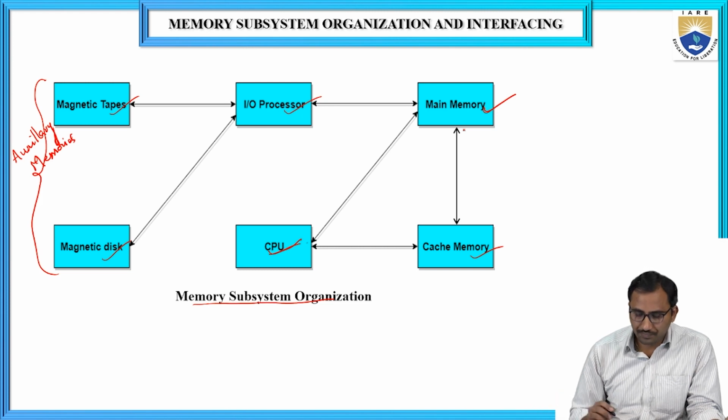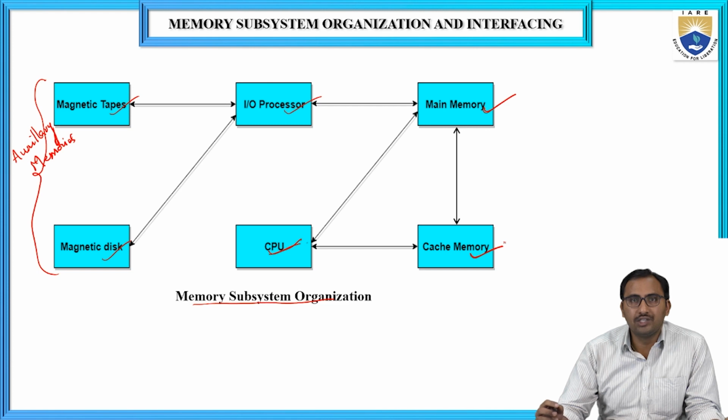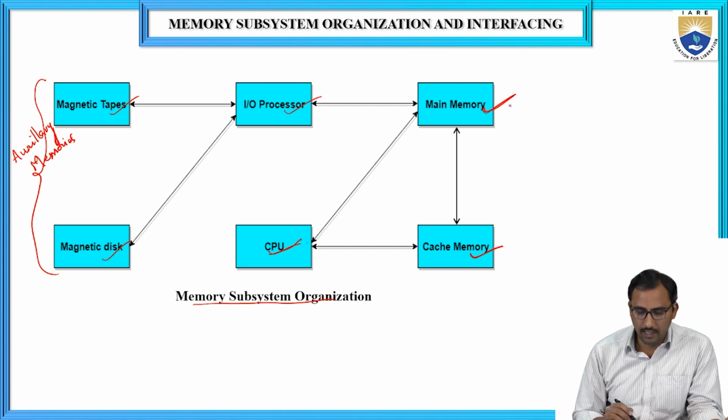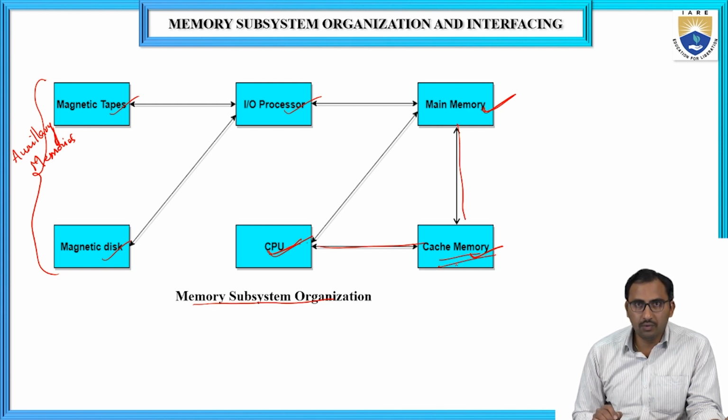And we are using a small amount of cache memory in between the CPU and the main memory. Here this is the main memory and this is the CPU. In between we are using a cache memory. So why are we using cache memory? The cache memory is a small amount of memory, but it is faster.